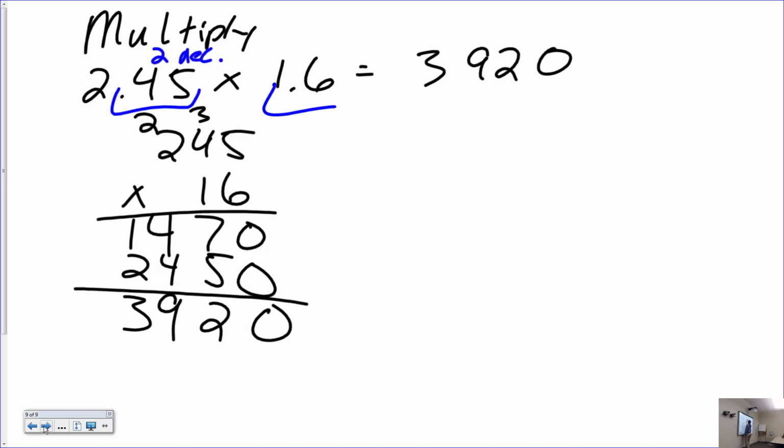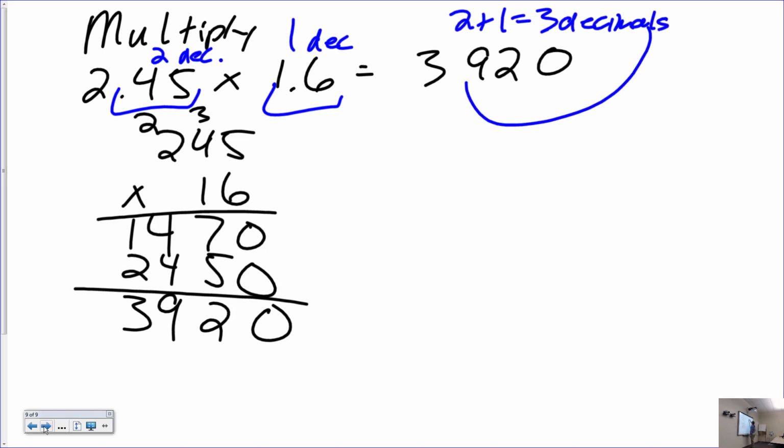Two decimals here, 1 decimal there. What's 2 plus 1, folks? 3. Yep. 2 plus 1 equals 3 decimals. 3.920, or you can throw the 0 away. 3.92, perfectly acceptable answer. Okay? So again, please note, when multiplying decimals, theoretically, don't even bother with the decimal points until the very end. Okay?